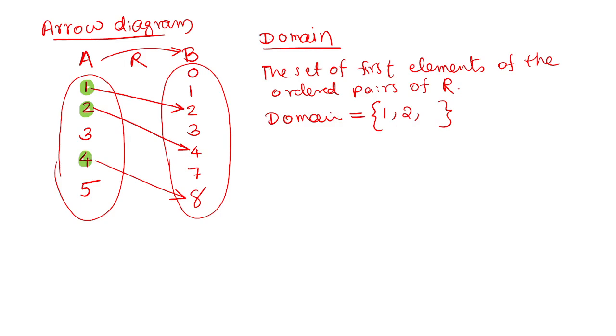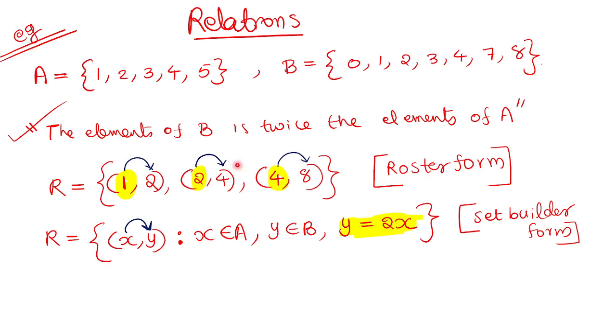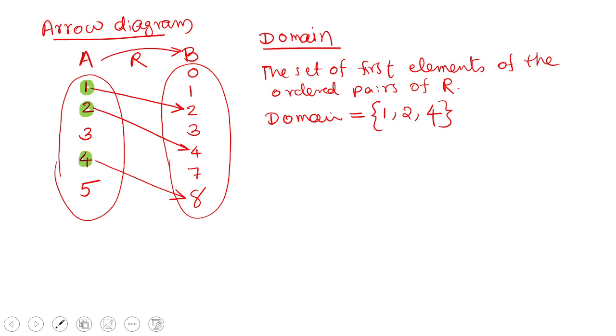I made a mistake here. The arrows start from 1, 2 and 4. Understood? Shivani, Aryan, Rakshana. So the arrows starting from 1, 2 and 4, that is the domain. Or you may define it in another way also: it is the set of first elements of the ordered pairs. What are the first elements of the ordered pairs? 1, 2 and 4. So you can define it in that way also. Understood? Clear? Yes, sir.